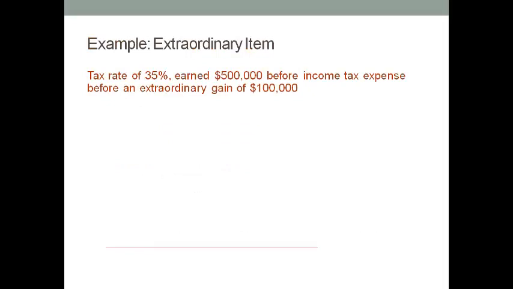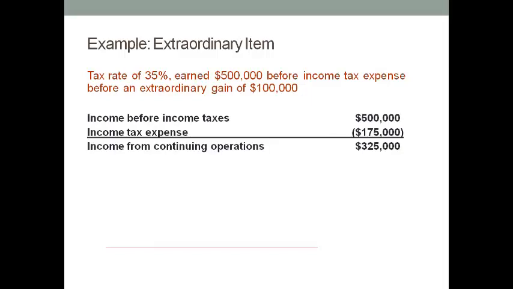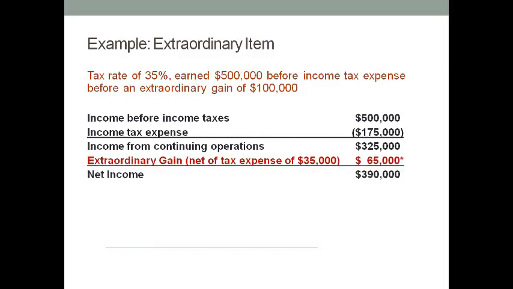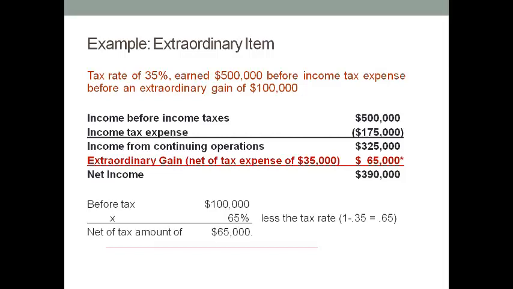Let's look at how an extraordinary gain is reported on the income statement. A company with a tax rate of 35% earned $500,000 before income tax, before an extraordinary gain of $100,000. The extraordinary gain is reported below income from continuing operations. It is reported net of tax since the income tax line was computed without considering this gain. The net amount of $65,000 is computed as the gain multiplied by 1 less the tax rate. The tax expense is computed as the gain multiplied by the tax rate.